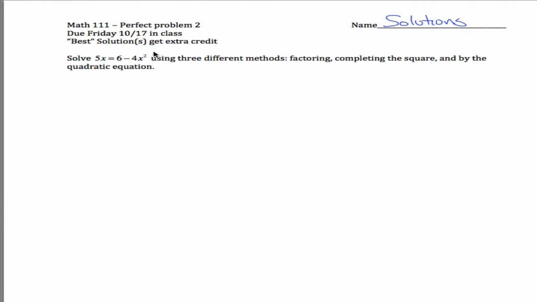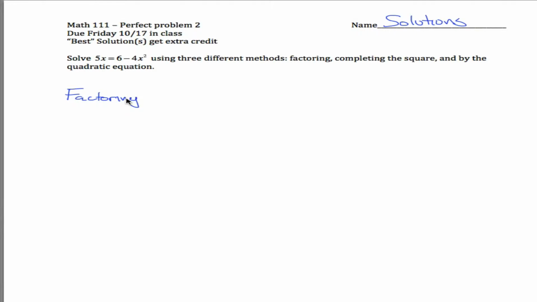This is given in kind of a strange form here, with the linear term on the left and the quadratic and the constant terms over here on the right. So we're going to want to rearrange this equation, and depending on what method we use, we'll rearrange it a little bit differently. So let's start by factoring.